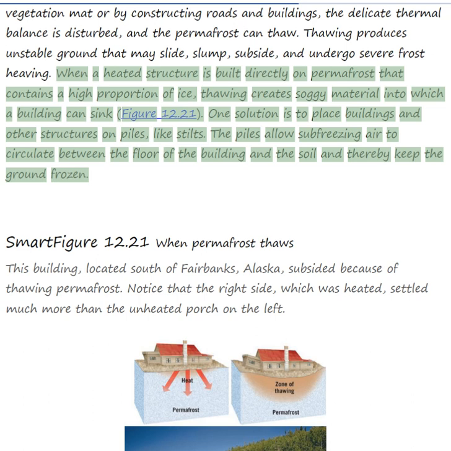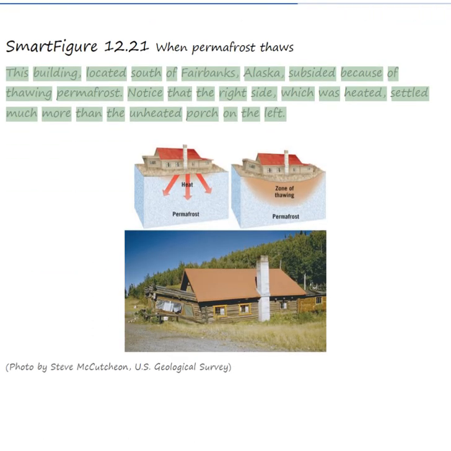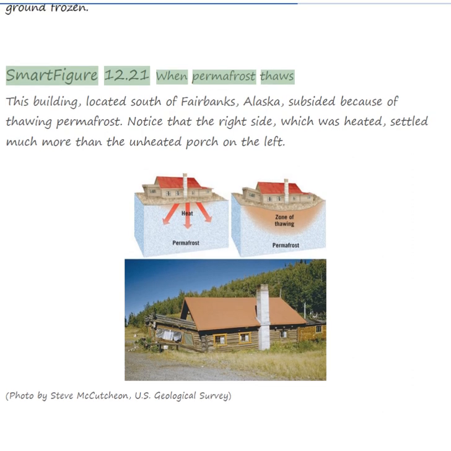One solution is to place buildings and other structures on piles, like stilts. The piles allow sub-freezing air to circulate between the floor of the building and the soil and thereby keep the ground frozen. This building, located south of Fairbanks, Alaska, subsided because of thawing permafrost. Notice that the right side, which was heated, settled much more than the unheated porch on the left. Smart Figure 12.21: When permafrost thaws.